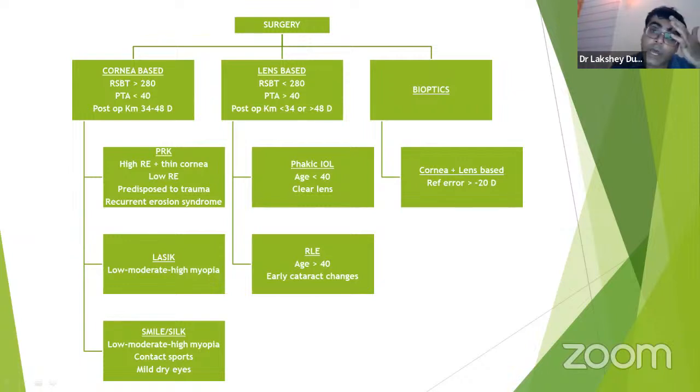But if the RSBT is less, tissue altered is more, and post-op K falls less than 34 or more than 48, then lens-based procedures are considered. If age is less than 40 with clear lens, phakic IOL can be done. If age is more than 40 and there are early cataract changes, then refractive lens exchange can be considered. Bioptics can be done for very high refractive errors when we combine both procedures, but with customized phakic IOLs, this procedure is rarely done.